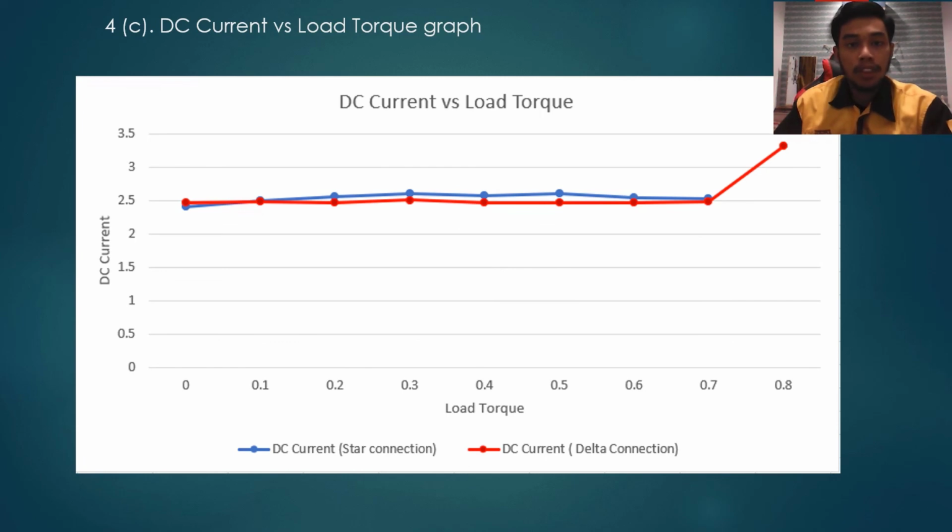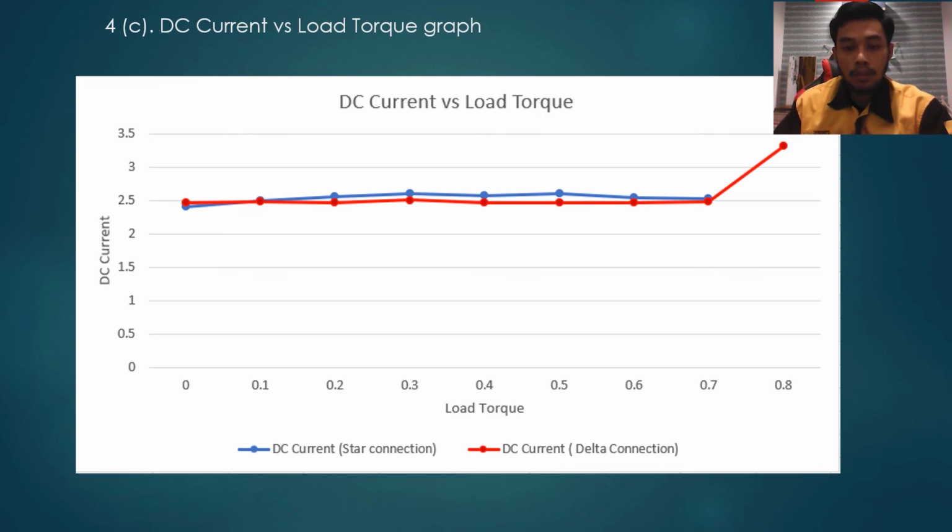Last but not least, the graph of DC current versus load torque. As we know, the DC current is for the rotor part, so there will be two connections, which are star and delta connection. The blue color of the graph shows the star connection, and the red color shows the delta connection. From the star connection, it can be observed that the graph is like a constant graph, and when load torque equals 0.7, it will start experiencing breakdown or stall condition, which is why there is no value at 0.8.